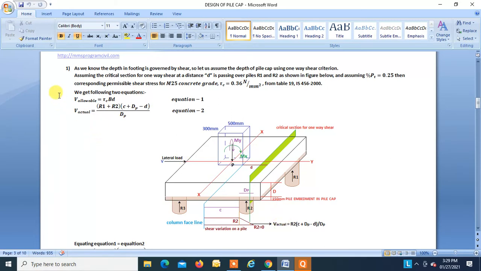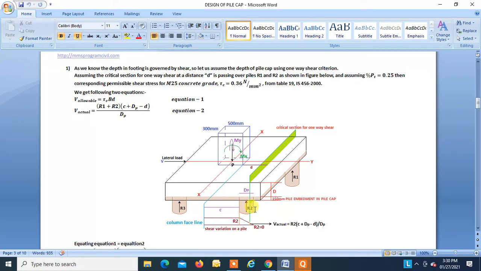So we have two equations. One we know, V allowable is equal to tau c into B into D, where B is the width and D is the effective depth. Another equation we can get is V actual is equal to (R1 plus R2) into (C plus dP minus D) divided by dP. So how do we get this? Simple, you have to find this ordinate by drawing the straight line. This ordinate is equal to R2 into (C plus dP minus D) divided by dP. This is C, this is dP.